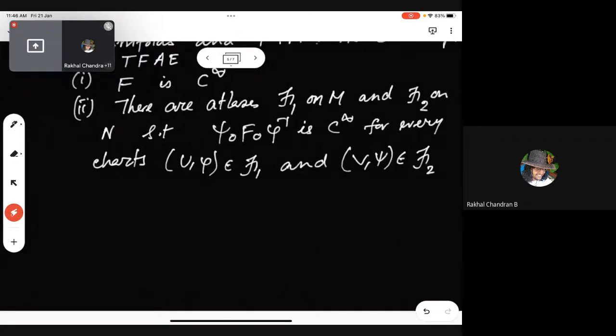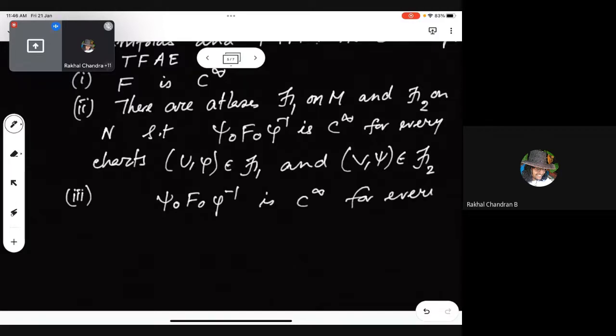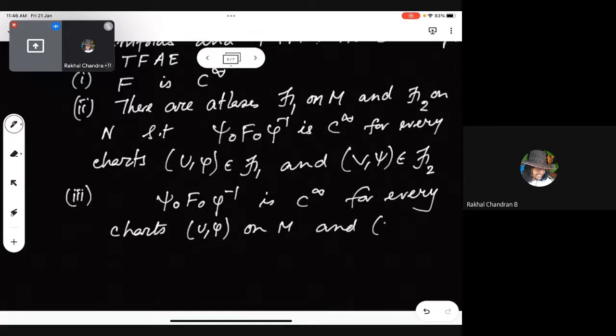And the third thing is psi compose F compose phi inverse is C infinity for every chart (U, phi) on M and (V, psi) on N. So here, this composition means for every chart in the differentiable structure for M as well as for N. Now, in some cases, this might not be defined, right? So here, under the assumption that wherever it is defined, this composition might not make sense in some charts, right? Any question here?